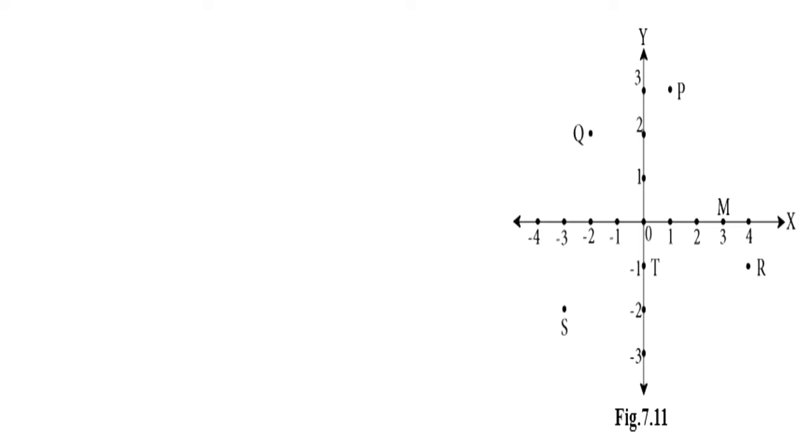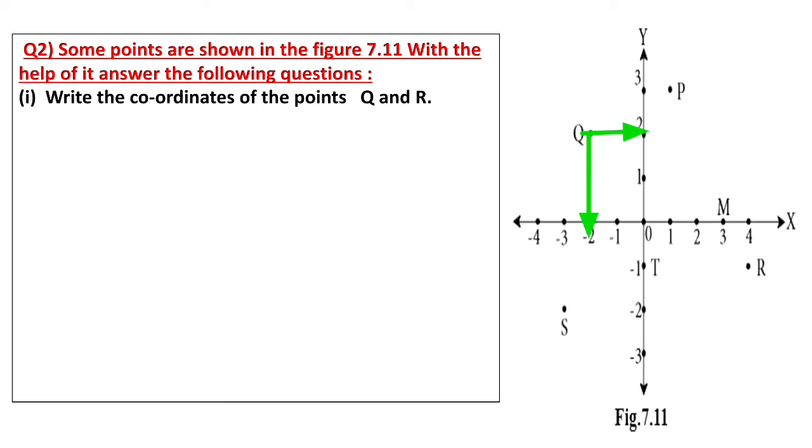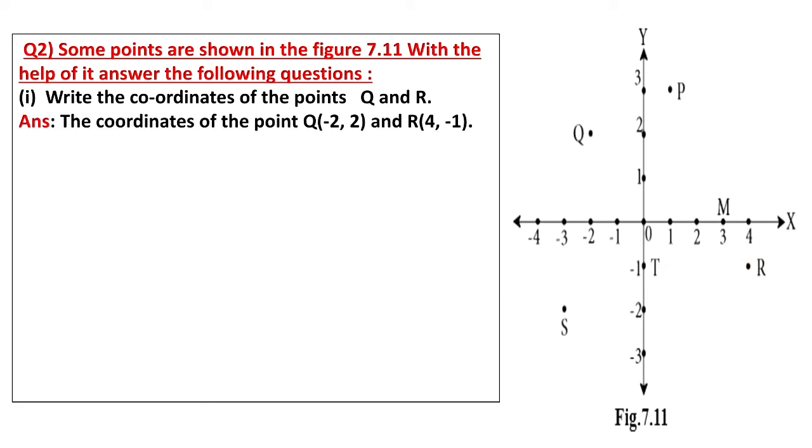Now students, question number 2. It is given that some points are shown in figure 7.11. With the help of this, answer the following questions. By observing this figure, we have to answer the following questions. The first question is given. Write the coordinates of the points Q and R. If you see point Q, the x coordinate is -2 and the y coordinate is 2. And for point R, the x coordinate is 4 and the y coordinate is -1. So these are the coordinates of points Q and R.